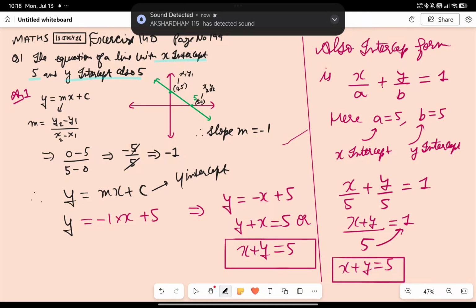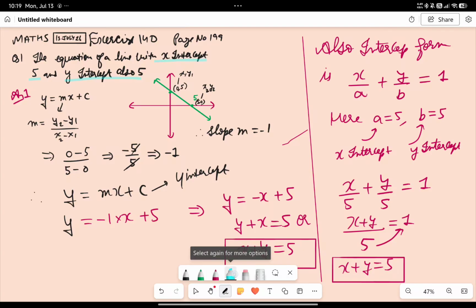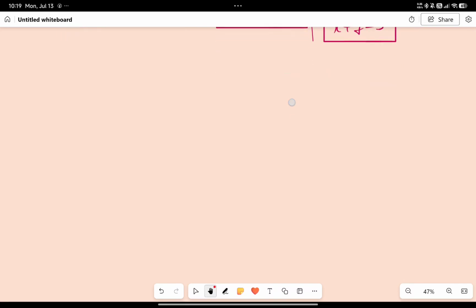This is the alternative solution that I have marked with the blue. It's your choice how you want to write. If you want to take the screenshot, you can take it. Otherwise, move to the next easy question, that is B part.